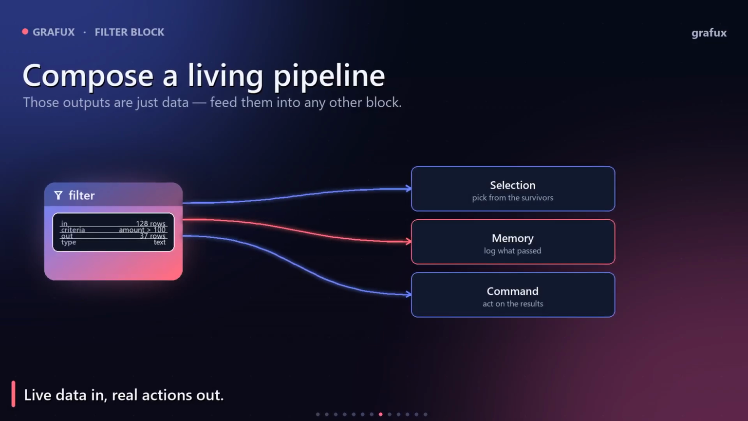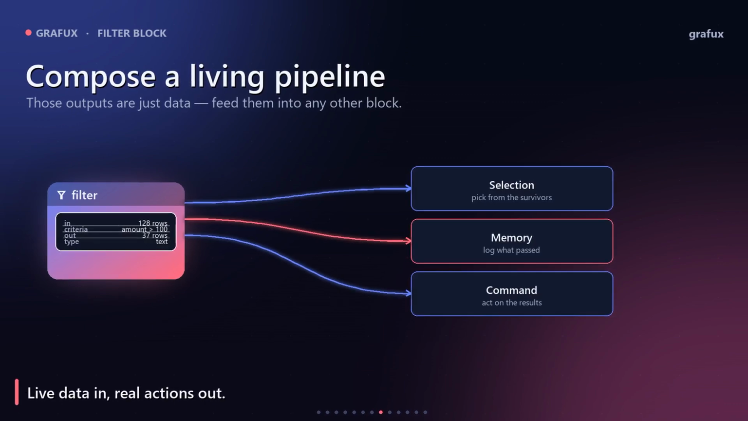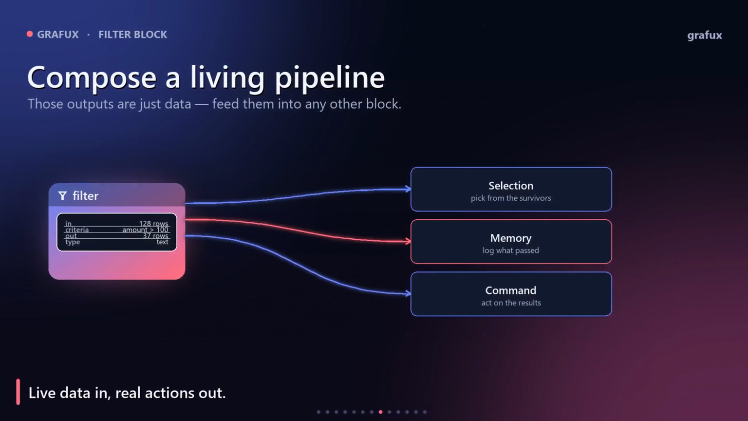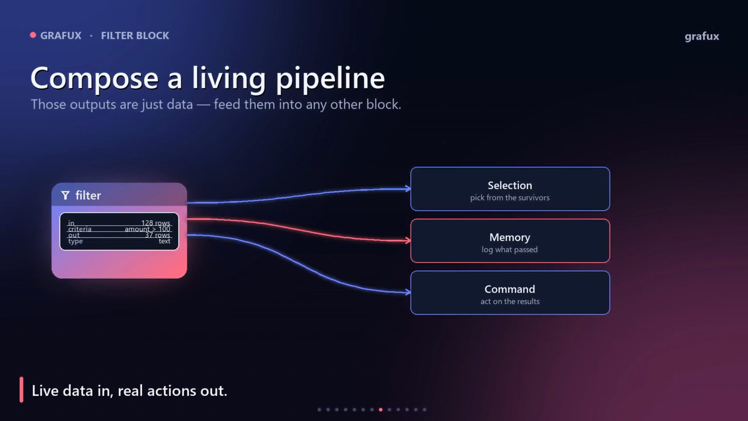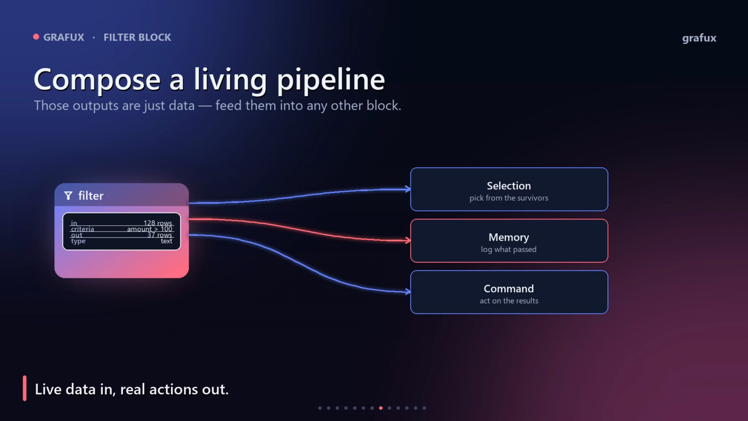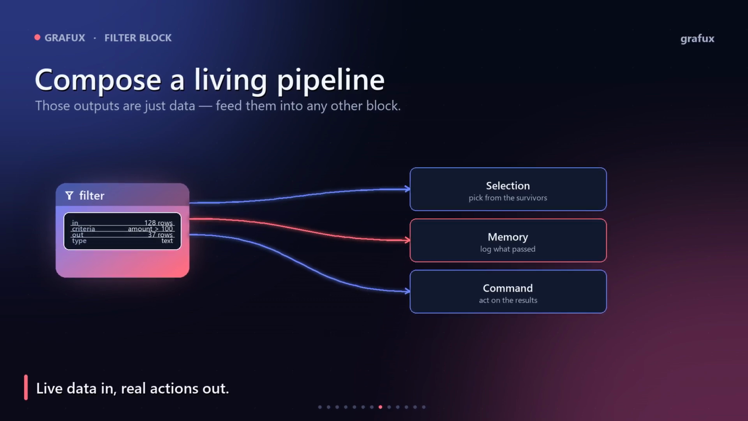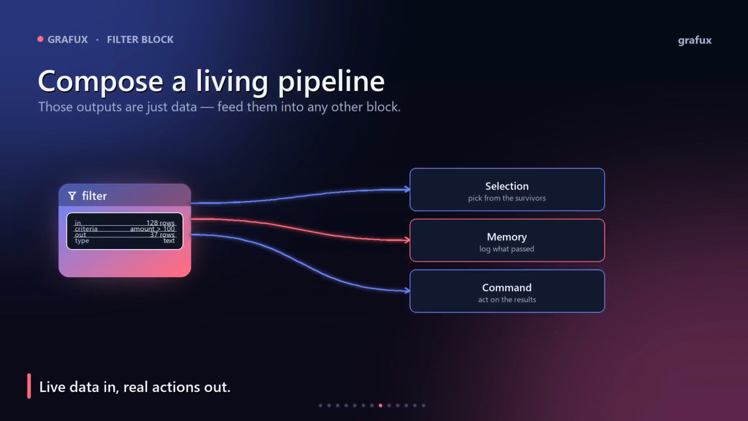And because those outputs are just data, the real power shows up when you compose. Feed the filter block into a selection block, a memory block, and a command block, and watch the whole thing come alive. In minutes, you have built a living, breathing pipeline visually with zero code. Change one block, and everything downstream updates automatically, always in sync.